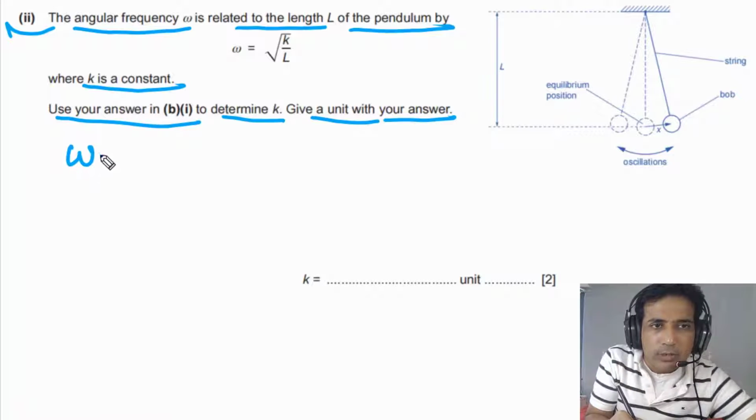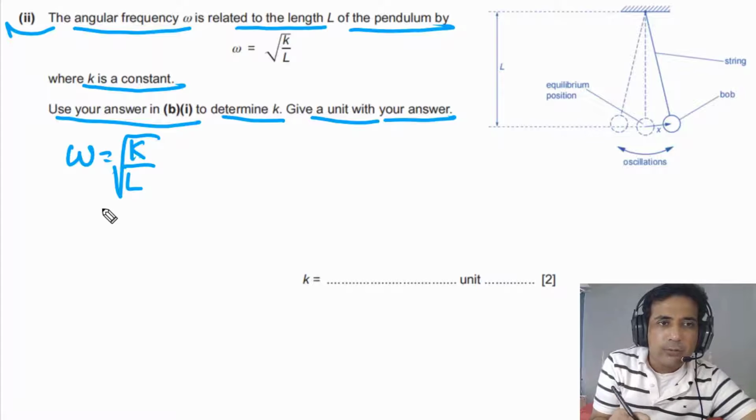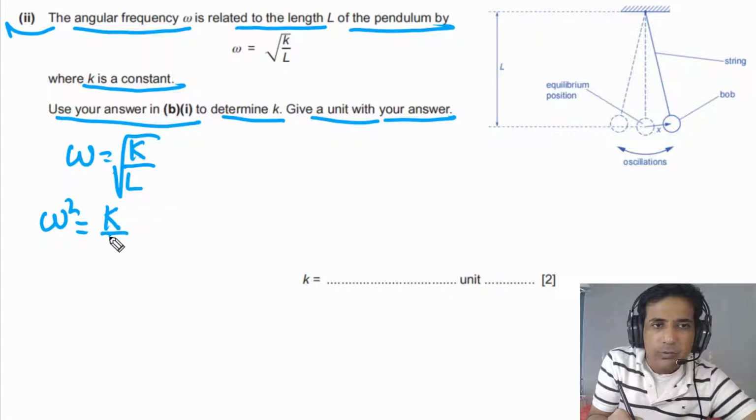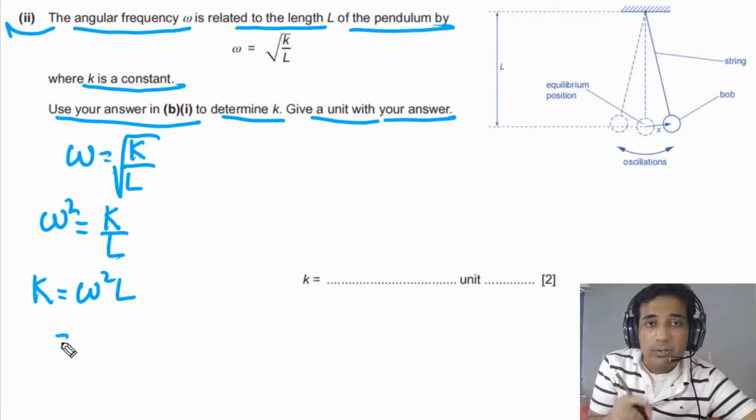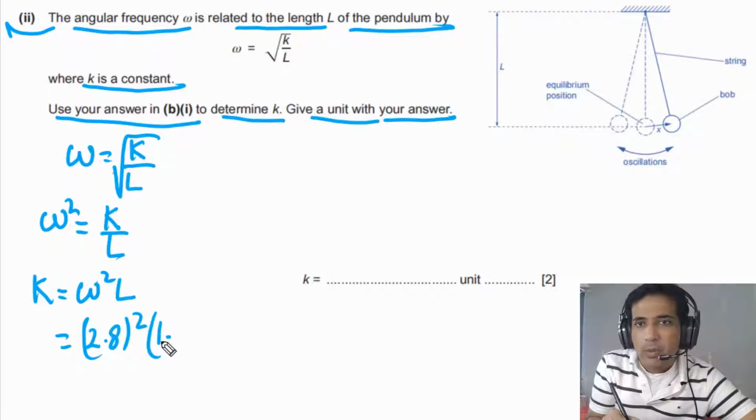In order to calculate K, we can rewrite this equation. We can write down omega is equal to square root of K over L. Now, if we square both sides, we can write down omega square. This one will be equal to K over L. From here, we can say K will be equal to omega square times L. We have already calculated value of omega in part B1. Omega was equal to 2.8 and L is equal to 1.24. This is given in this question. Now simply we need to multiply. If we multiply this one, our final answer will be 9.7.